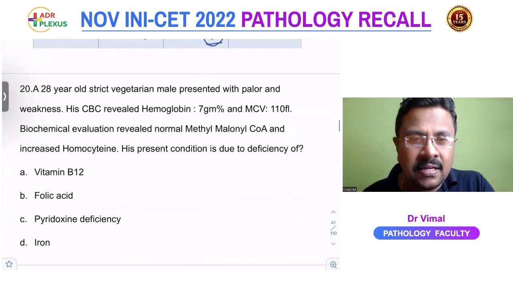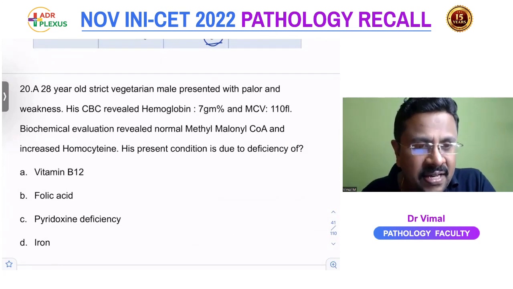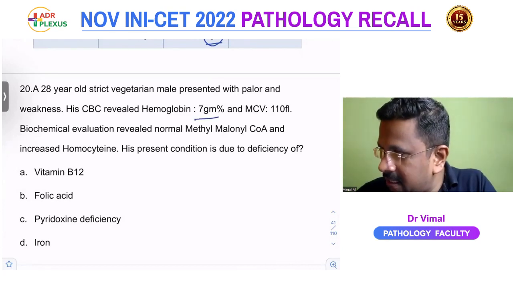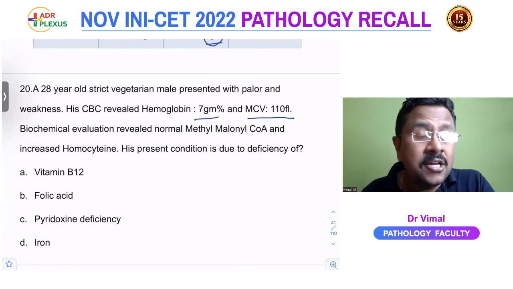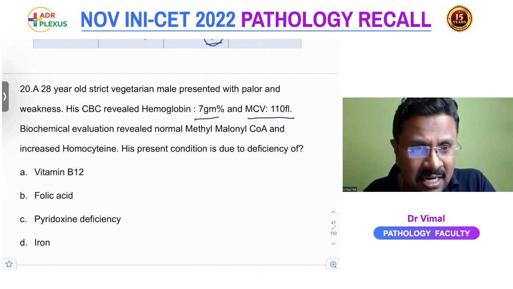So now let's see the other question. A 28-year-old strict vegetarian male presented with pallor and weakness. CBC revealed hemoglobin of 7 gram percent and MCV 110. MCV more than 100 will make you think of a macrocytic or megaloblastic blood picture. Here the hemoglobin is also low. So we are thinking of a megaloblastic anemia.